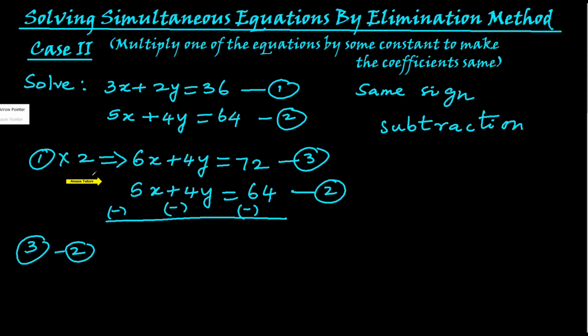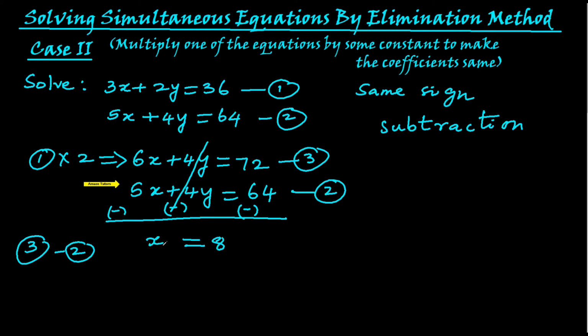Now subtract: 6x minus 5x, 1x or simply x. And now 4y minus 4y gets eliminated. That is what we wanted. That is the reason we multiplied by 2. Now the right side, 72 minus 64, which is equal to 8. So we got the answer for the x variable.